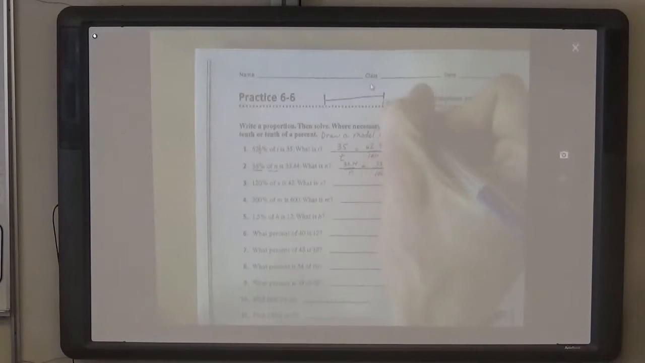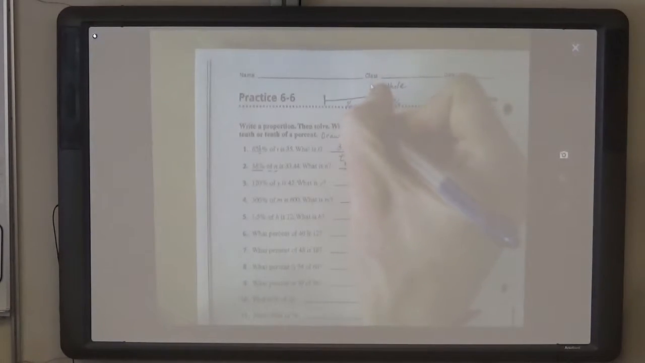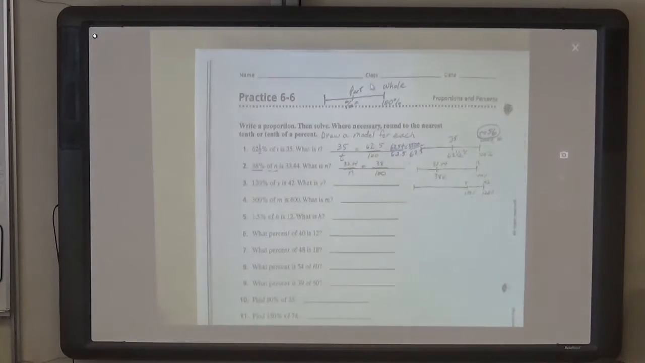This is 100%, and 100% equals the whole. And the percent number is equal to the part. Wherever the part is, that is the percent number. The reason the model can be useful is it helps you set up the proportion correctly. Okay? So it would be 33.44 over 100.